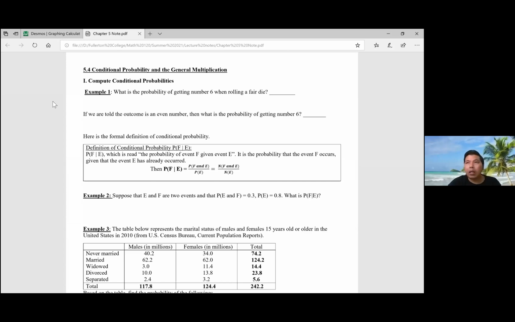The formula is provided. And then in 5.3, we talk about independence and multiplication of probabilities. So if they are independent, then you multiply the two probabilities together. And the keyword is A and B, right? So if we say find the probability of A and B, then you're going to multiply the two together, okay? So now we look at 5.4, which is conditional probabilities, and also the general multiplication rule for probabilities, right?